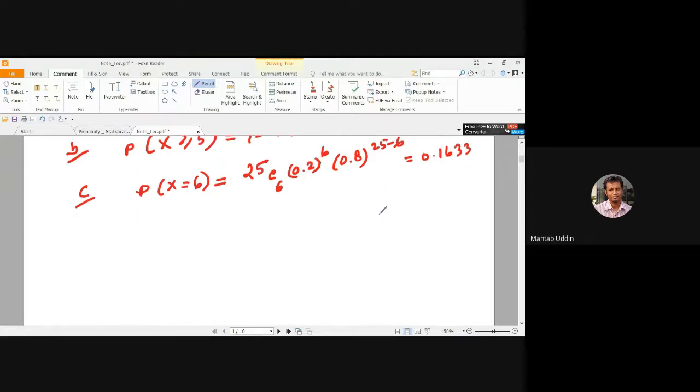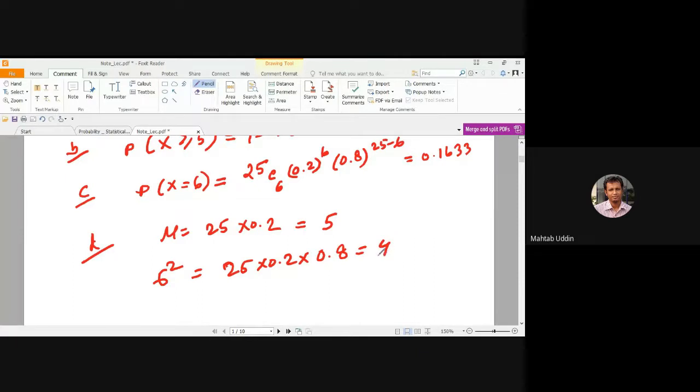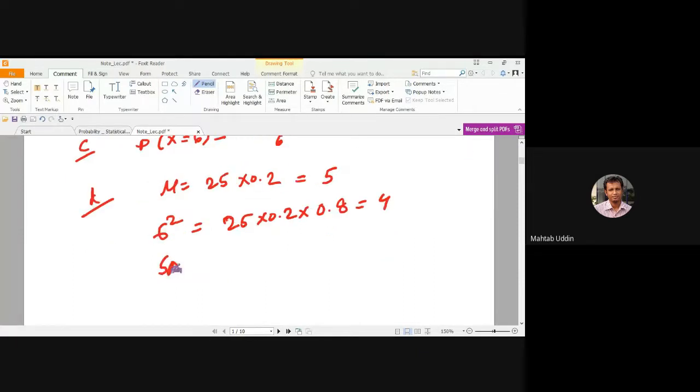Now, per D, we have to find the mean. Mean mu is NP. What is N? 25 and P is 0.2. Sorry, not 0.1, 0.2. So it is 5. And sigma square equal to NPQ. So 25 into 0.2 into 0.8, which is 4. Now the standard deviation is root 4, which is equal to 2. Okay.